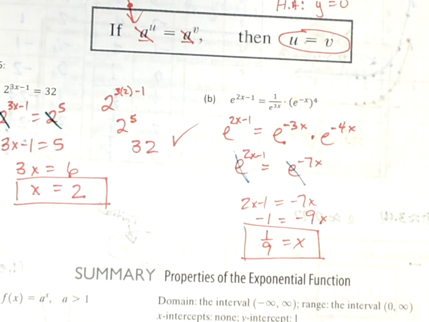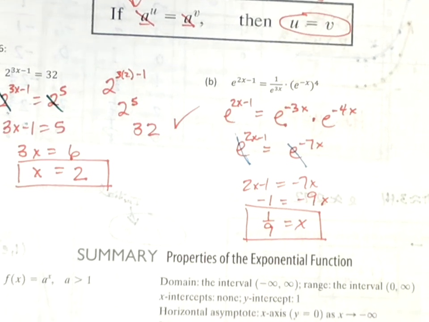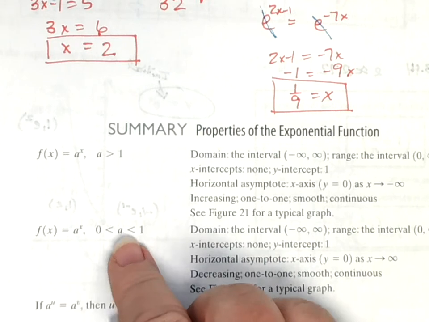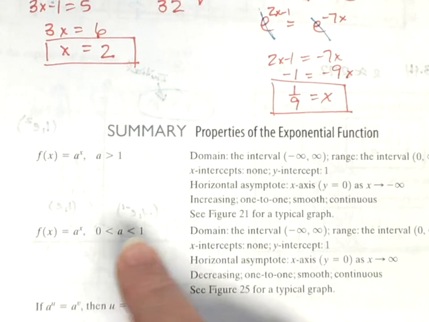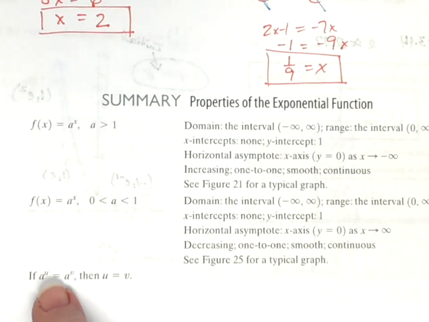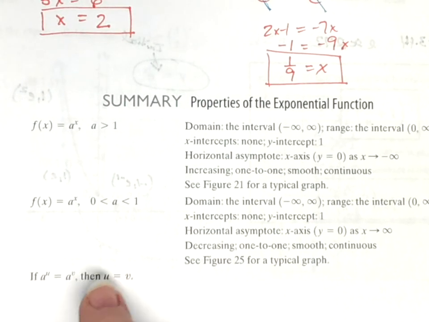This is our unit on exponential functions. Here's a summary of when the function is a growth function. This is the summary of when it's a decay function. And this is the summary for how to solve, ensuring that the bases are the same, so we can solve using exponents without a calculator.